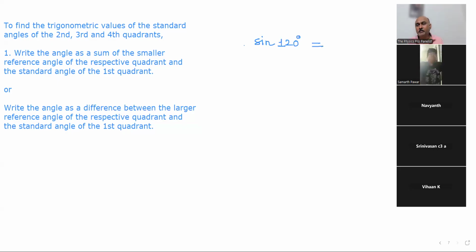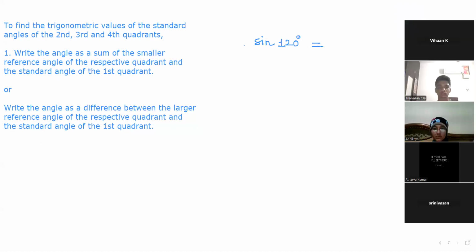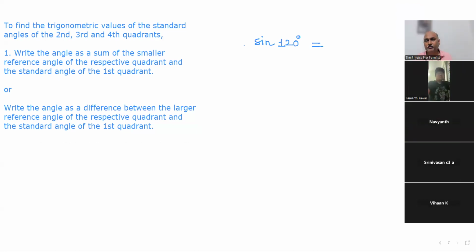All of you, please pay attention. Navyant, Srinivasan, all of you switch on your camera. Those of you who can switch it on, please switch it on.